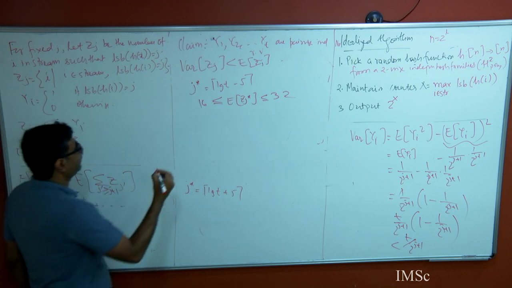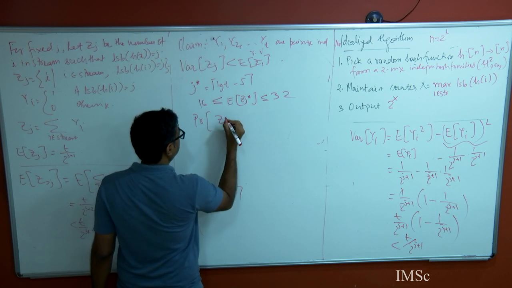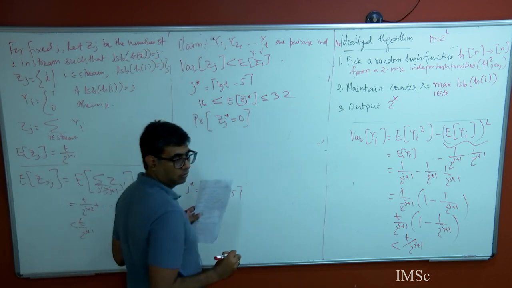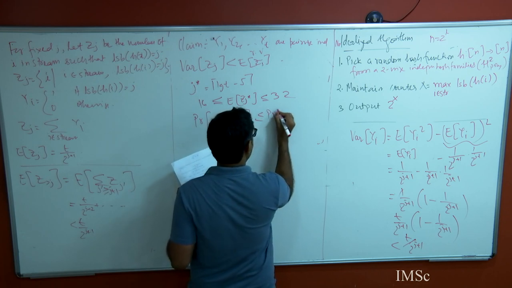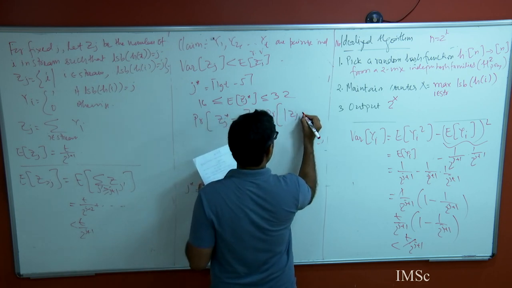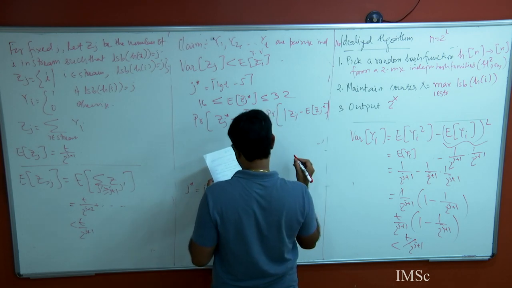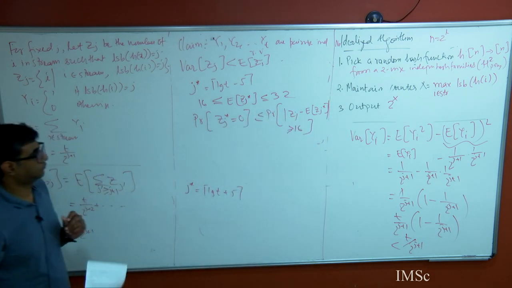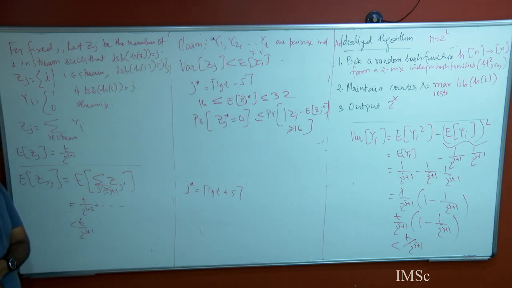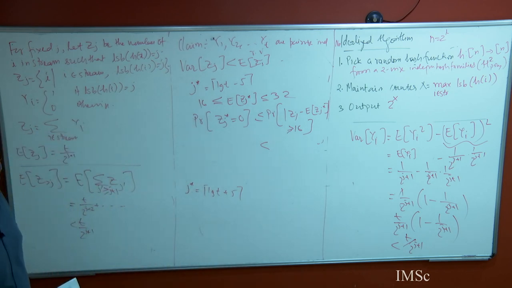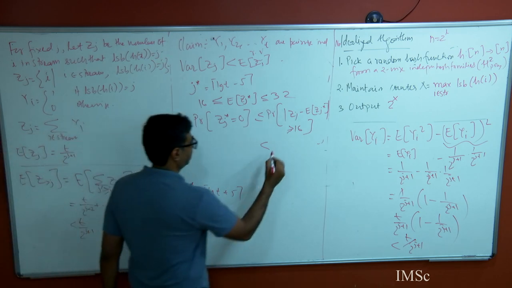It should be enough. Okay, so let's ask ourselves, what is the probability that Z_j star equals 0? This is less than or equal to the probability that Z star deviates from its expectation by how much? Say at least 16. Right? Then only Z_j star is going to be 0. And if you apply Chebyshev, what is this? We can show some 1 over 5 or something.